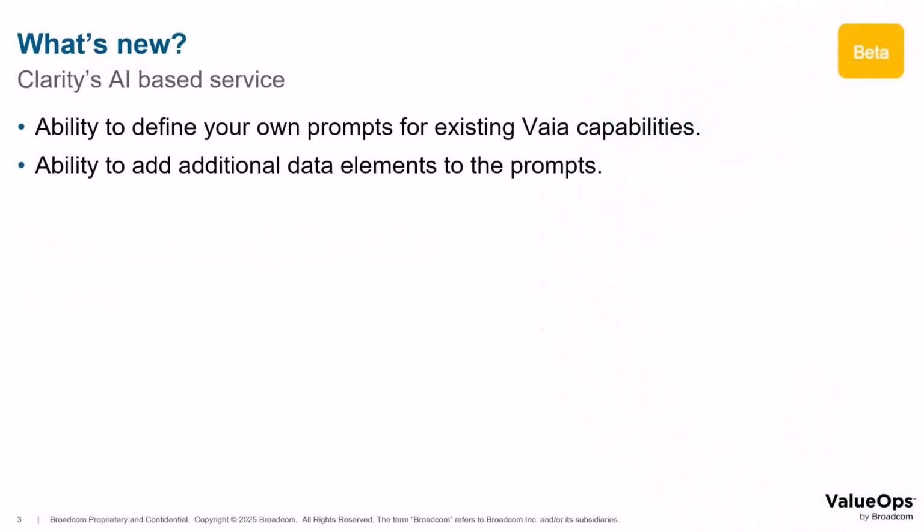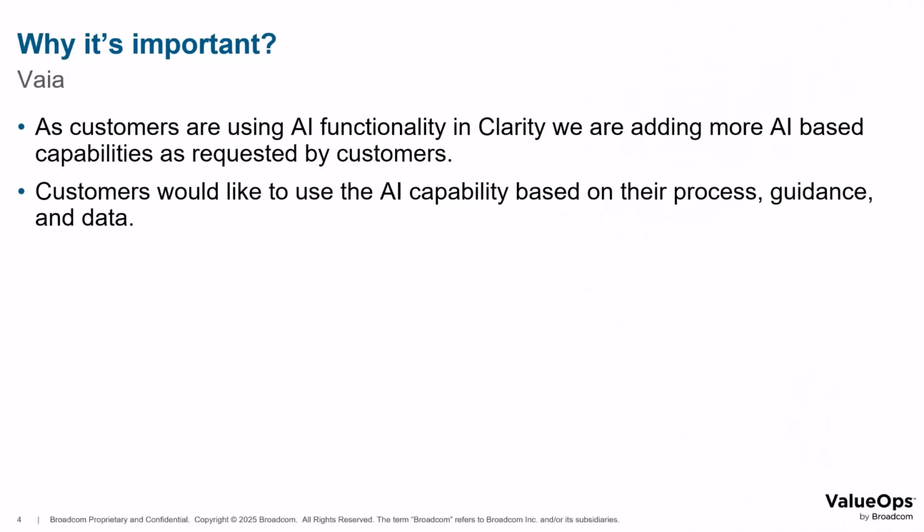As part of Clarity 16.3.2, we have provided the ability for our users to define their own prompts for existing Vaia capabilities. In addition, they can pass additional data elements to the prompts as part of its definition. Customers that have been using the AI functionality have asked that instead of having the prompts predefined and hard-coded in the product, they would like to make some changes to it so that it can function as they desire. As part of this release, we are providing that capability to our customers.